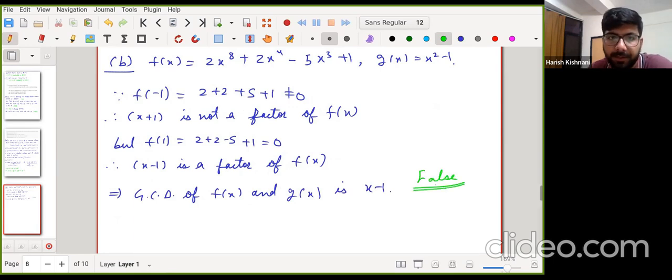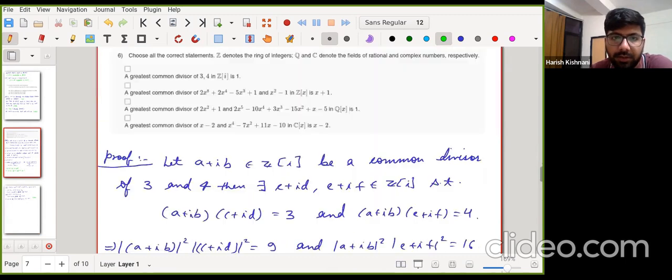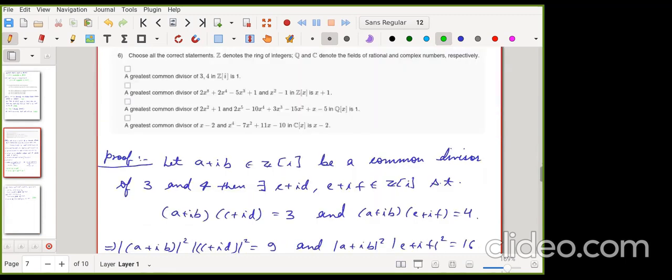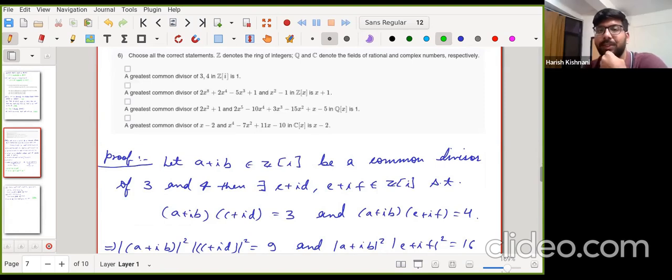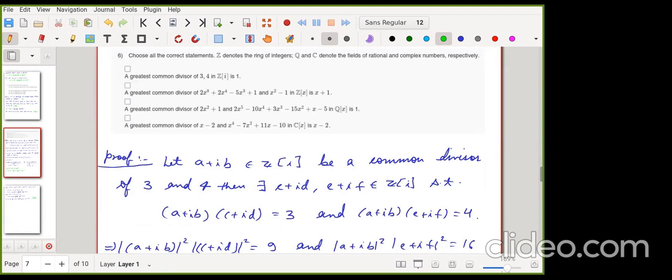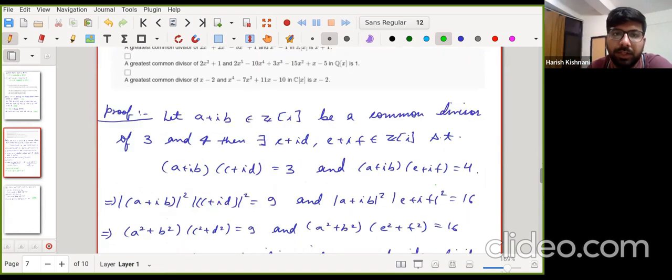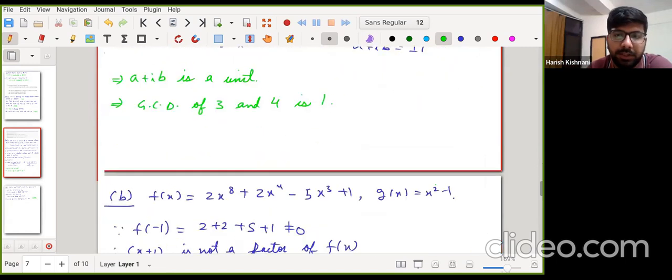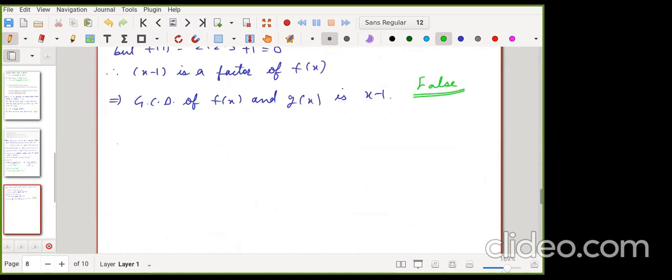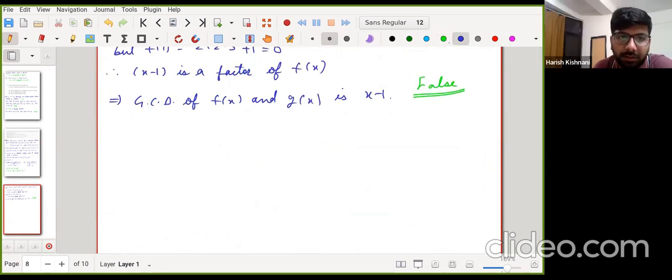Right? Now, what about the third one? 2x square plus 1 is a factor of the 5th degree polynomial. Yes. That's why the GCD is going to be 2x square plus 1. We will just see it by long division. Only thing we have to ensure is that the coefficients are inside Q. That won't be a problem.